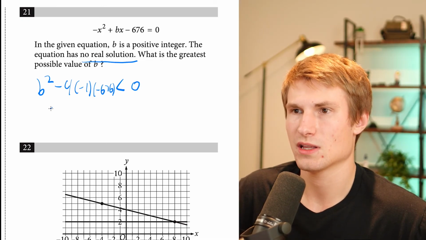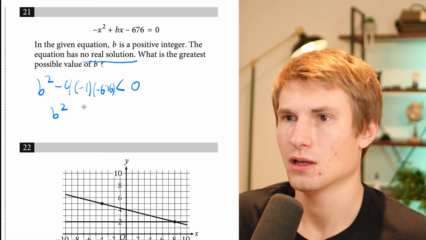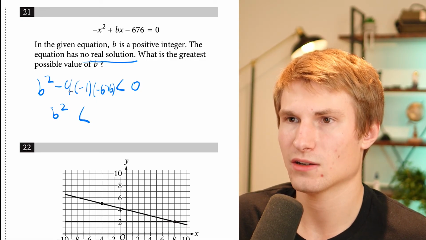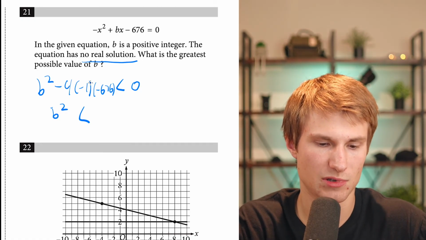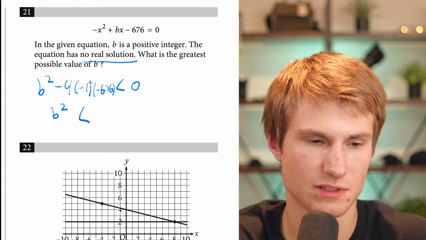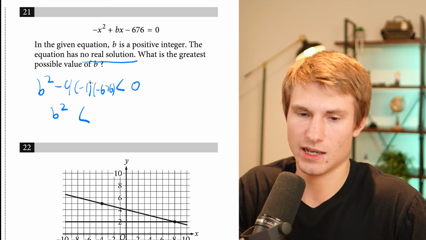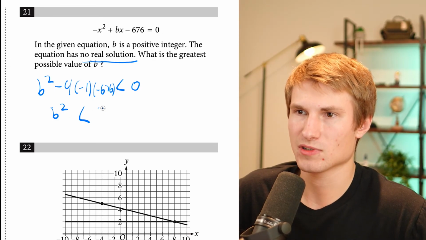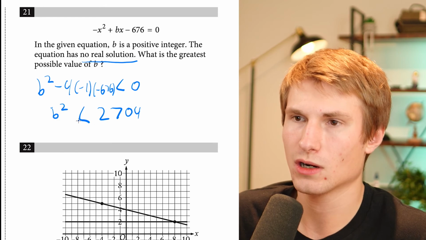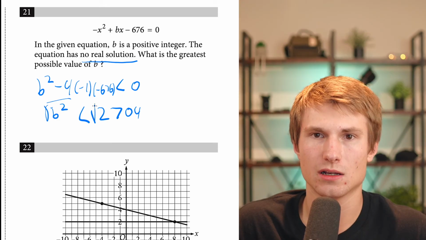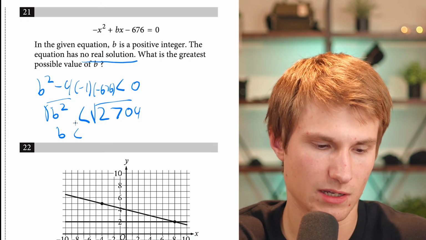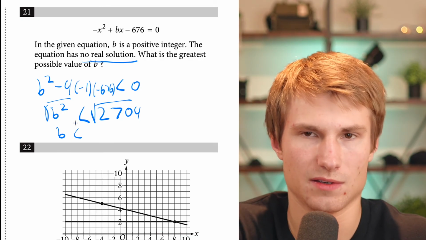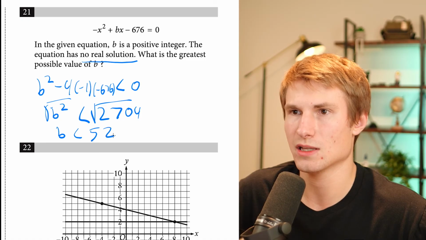From here, we can state that b squared must be less than, we're going to have -4 times -1, which gives us +4. +4 times 676, I'll put in the calculator, times -676 is going to give us -2704. So we'll add that to both sides, which would give us +2704. From there, we need to take the square root of each side in order to get the value of b. So b must be less than root 2704. If I take the square root of 2704, that gives me 52. b needs to be strictly less than that.